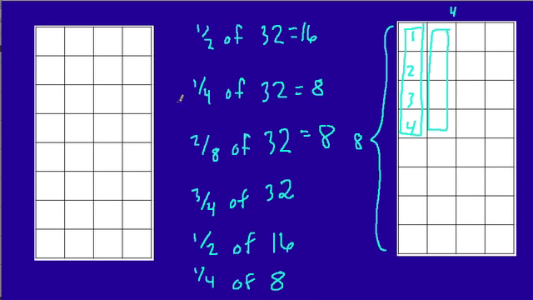This tells me that 1/4 has to be the same thing as 2/8, because when you take 2/8 of 32, you get the same thing as taking 1/4 of 32. So those are equal. Keep going here.